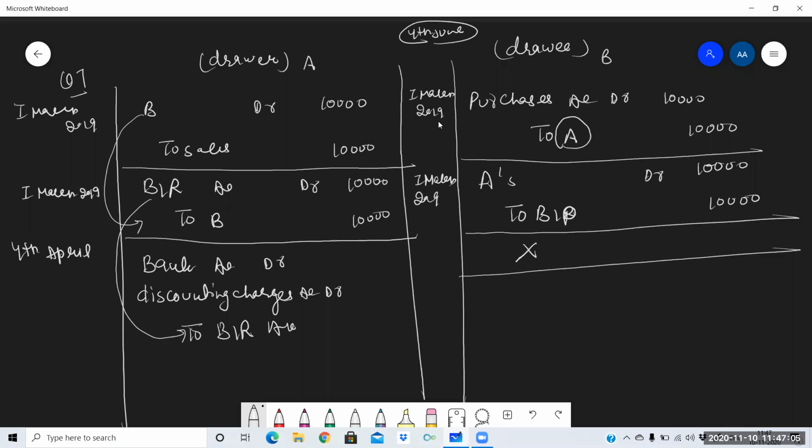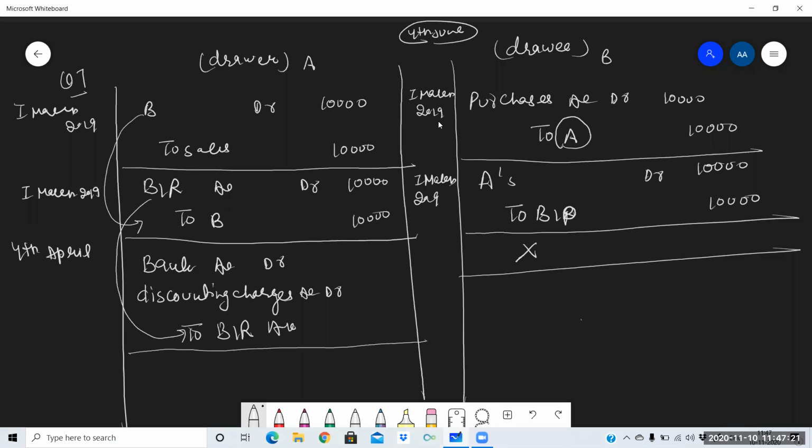So in this case, A has given the bill to the bank. So the bank will be the holder of the bill, and on the date of maturity, the bank will be getting payment from B. Okay, so now how to fill the amount?